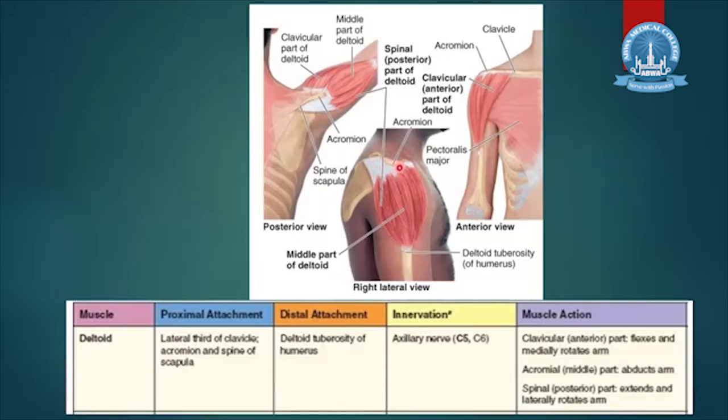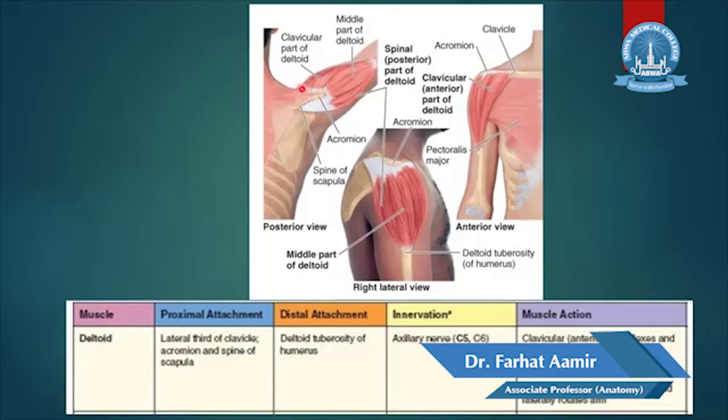Okay, what is the origin? It originates from the lateral third of the clavicle. See here, this is the origin, which is the lateral third of the clavicle, and the acromion process and the spine of the scapula. These are three origins of the deltoid. First of all, the lateral third of the clavicle, then the acromion process of the scapula, and the spine of the scapula. One part of the clavicle and two parts of the scapula.